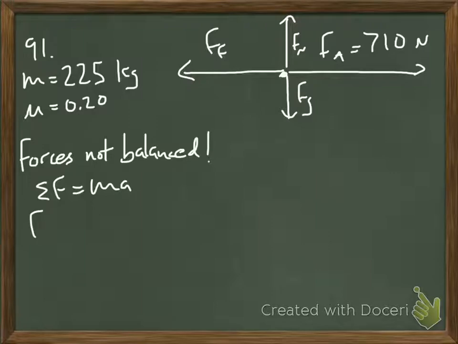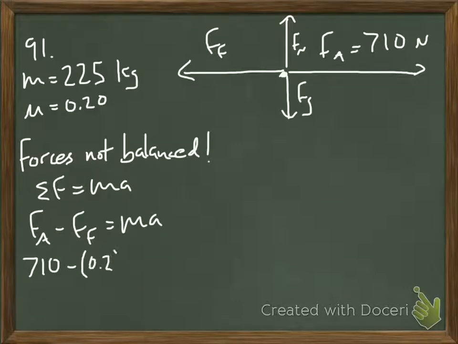And whenever they're unbalanced, we can use Newton's second law, which says the sum of the forces is equal to mass times acceleration. So the sum of the forces is the forces to the right minus the force to the left equals mass times acceleration. I know the force to the right, that's given. The force of friction I can calculate. Let me stop there for a second.